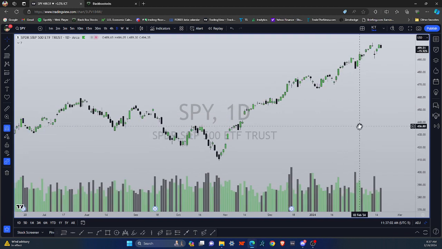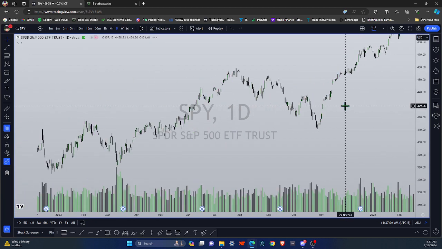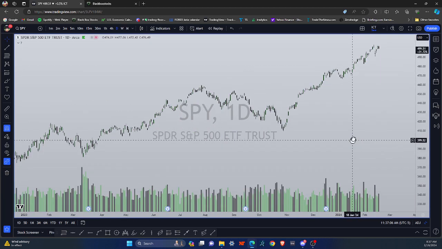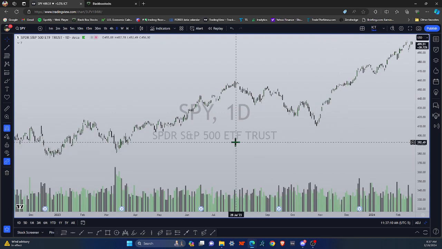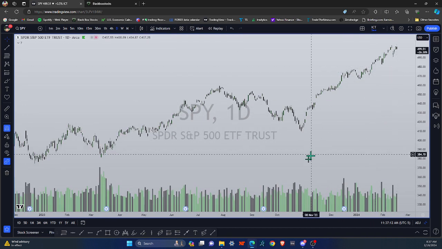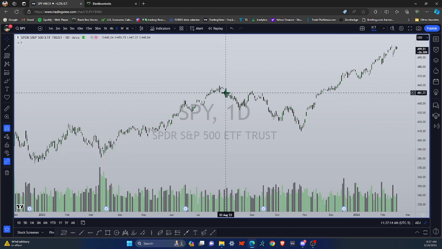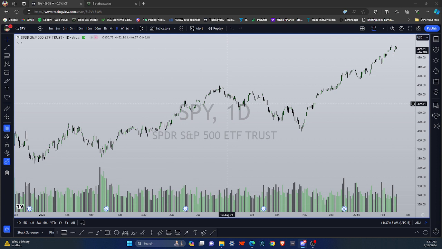Let's see. So one of the things that I was looking at, I like to look for these measured moves and using fibs. So, you know, the last really nice, you guys can't hear me?